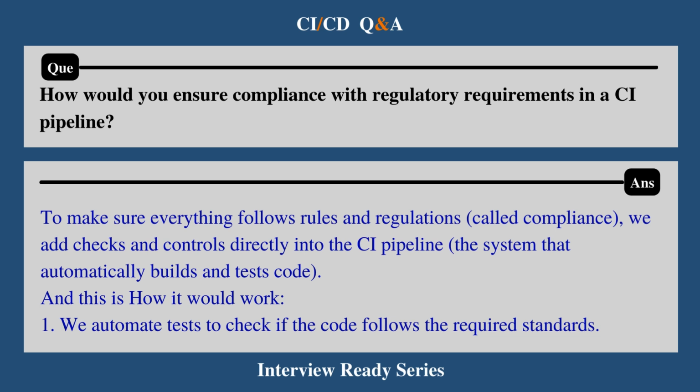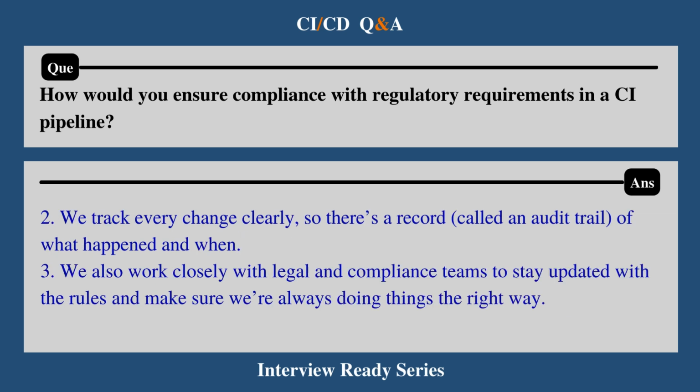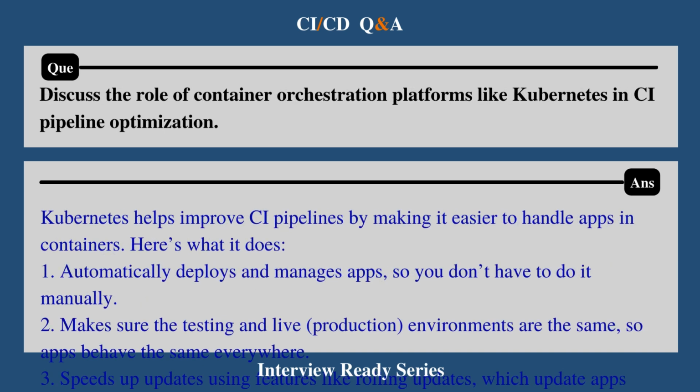First, we automate tests to check if the code follows the required standard. Step 2, we track every change clearly. So there's a record called an audit trail of what happened and when it happened. Point number 3, we also work closely with legal and compliance teams to stay updated with the rules and make sure we are always doing the right things. Moving on with our next question.